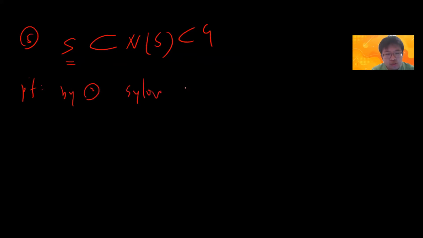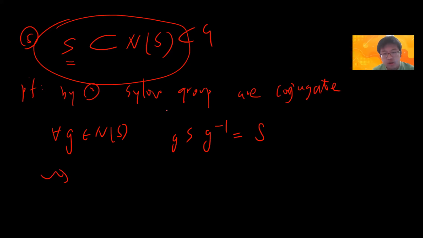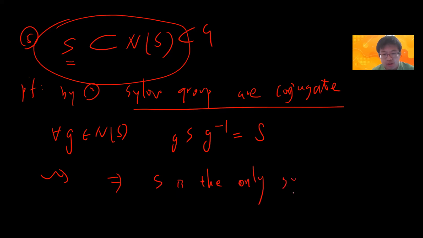So all the Sylow groups are conjugate. So that means if I only focus on these, then you pick any G belonging to N of S, then G S G inverse will be S, right? Since all the Sylow groups are conjugate, if you use S and conjugate, you will generate other Sylow groups. But every G in the normalizer of S will normalize S, right? So S is the only Sylow subgroup of N of S.